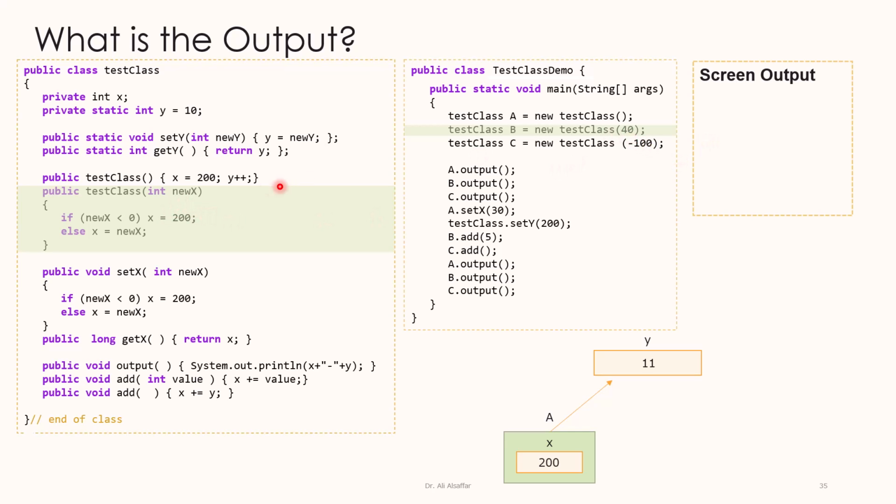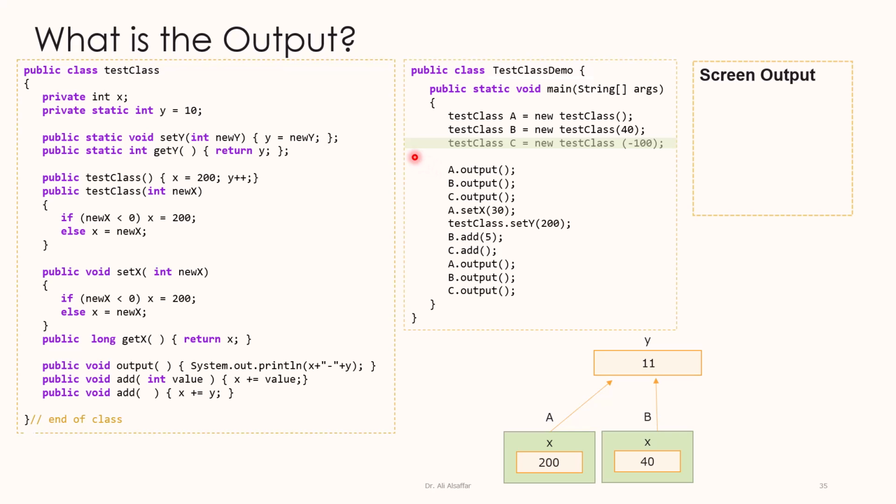Now, since the input parameter is 40 and it is not less than 0, this constructor will initialize x to 40. In this case, you draw a box for the object B, you label the box B, and you put the value of the instance variable inside it, and it's equal to 40 because the constructor initialized it to 40. Notice that inside this constructor, the value of y has not been changed, so therefore the current value of y is still equal to 11. Then you draw an arrow from the object to the static variable because the static variable is shared and it can be controlled by the object B.